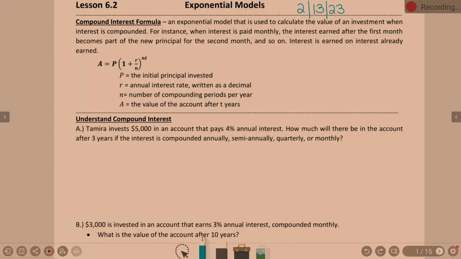Lesson 6.2 is exponential models. In lesson 6.1, we dealt with our first introduction to exponential models, right? We worked with a little bit of how to set them up and learned about them. In lesson 6.2, we're going to look at some of the places you use exponential models. And one of our big focuses is interest, okay? Specifically, the compound interest formula talks about an exponential model. And we'll look at a few other things along the way.